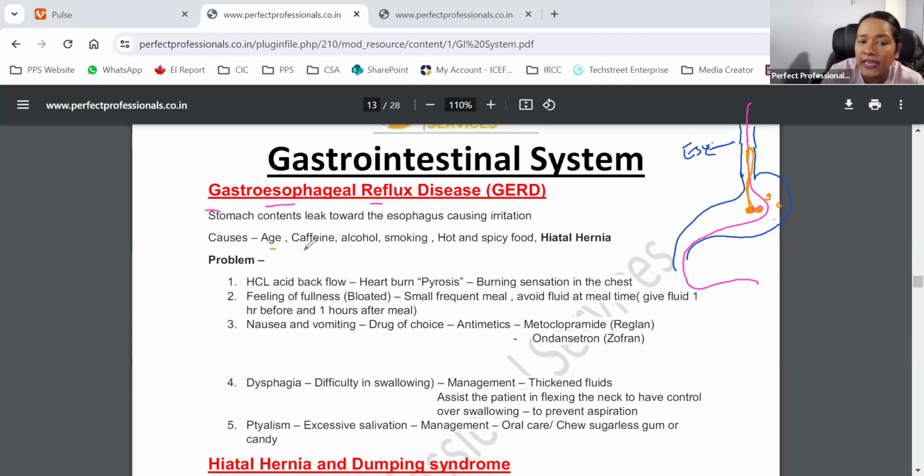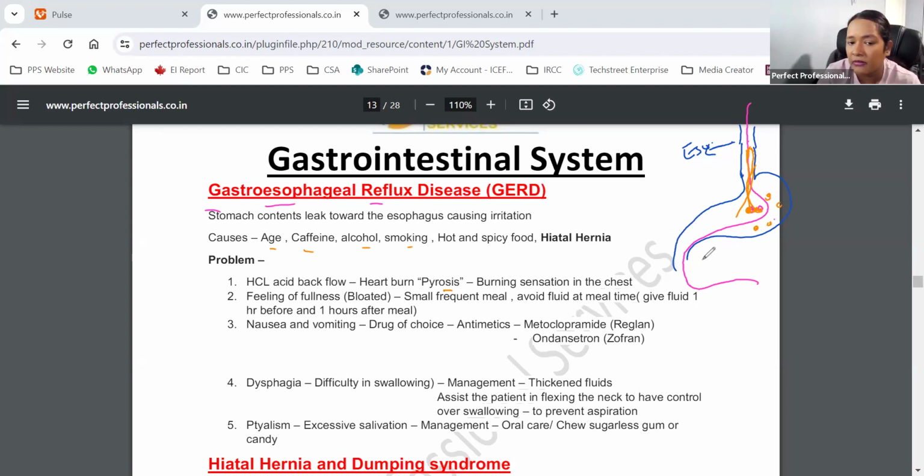What can be the causes? Causes can be age, caffeine, alcohol, smoking, hot and spicy food, hiatal hernia. This can be anything. Now, what will be the problem? HCl acid backflow, that will give the heartburn. Heartburn, pyrosis is the term. Burning sensation in the chest, then the patient will have a feeling of fullness, bloating.